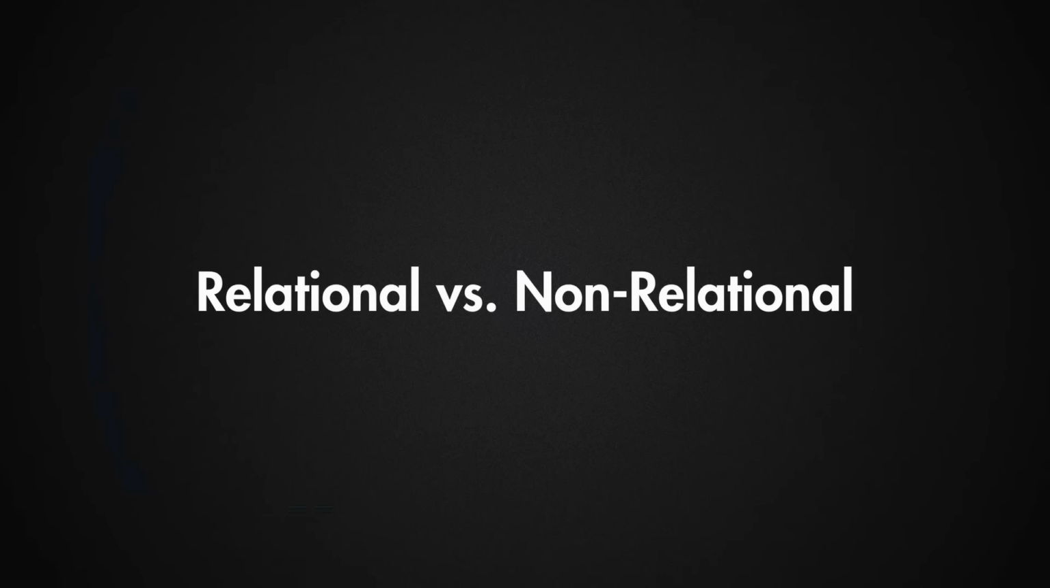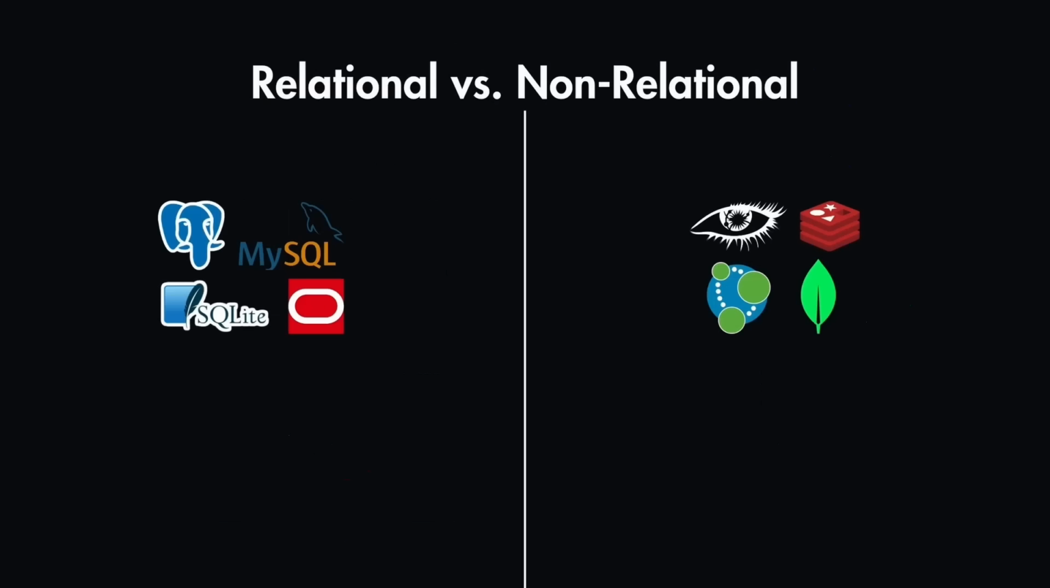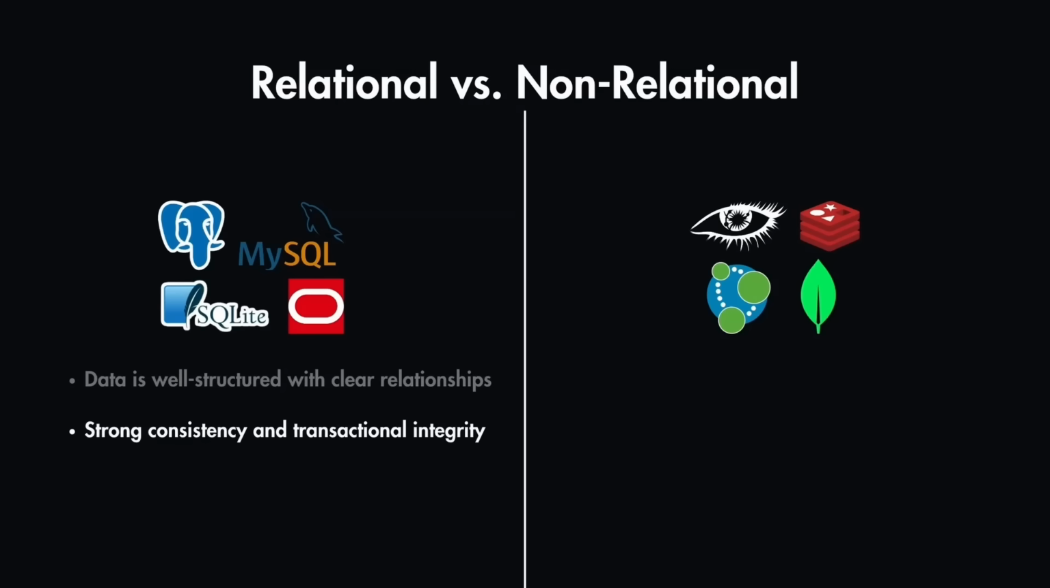So when should you use relational versus non-relational databases? Here is a quick comparison of both. If your application data is well structured with clear relationships, then you should use SQL databases. For example, if you have an e-commerce application tracking customers and orders, that's a good use case of using an SQL database. Next, if you need strong consistency and transactional integrity, for example, if you have a financial application or banking system, then you should use the SQL databases.